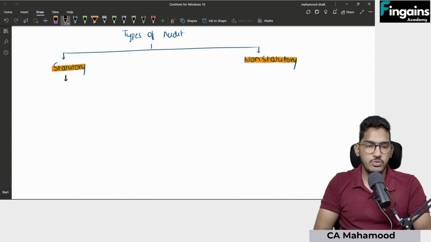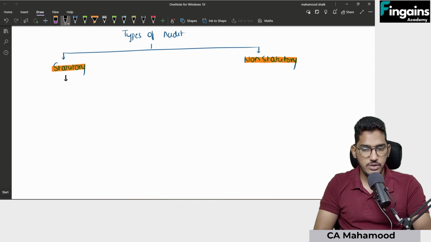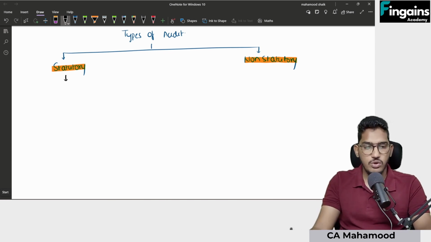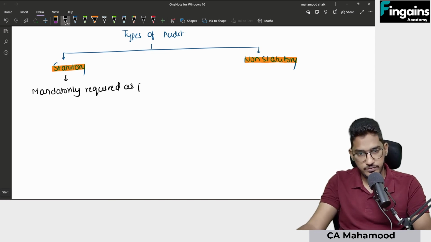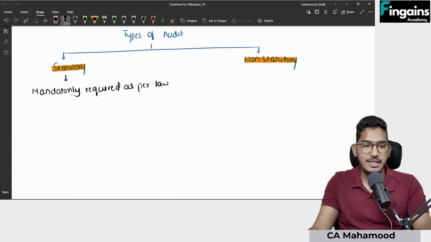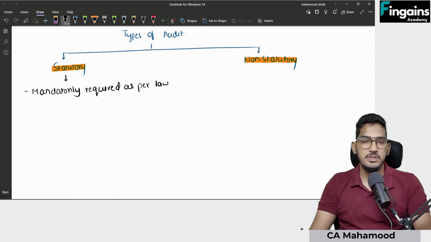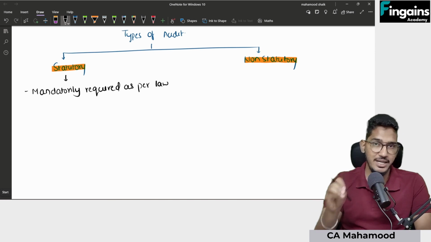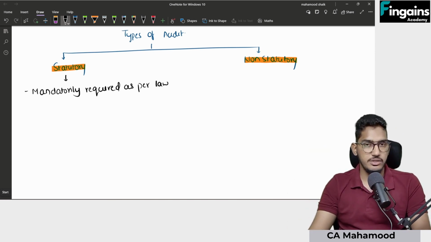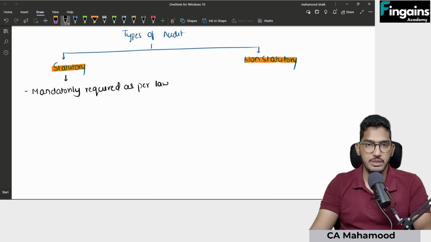So what is the meaning of statute, guys? Statute means some law, some regulation. Then what could be the meaning of statutory audit? You are correct. Statutory audits are those audits which are mandatorily required as per law for the time being in force. Those audits which are mandatorily required to be undergone as per the requirements of any specific law. If any law has made any specific audit mandatory, those audits we call statutory audits.